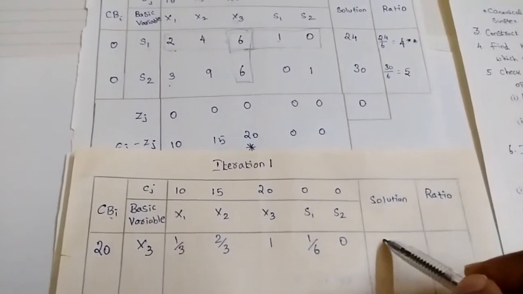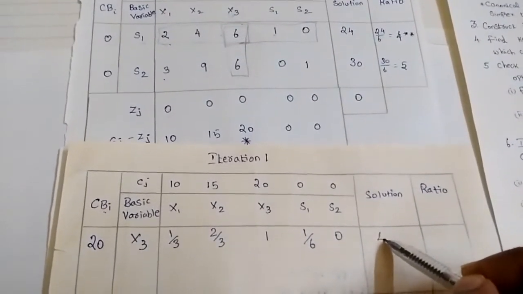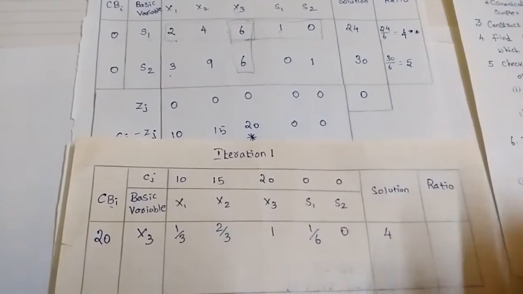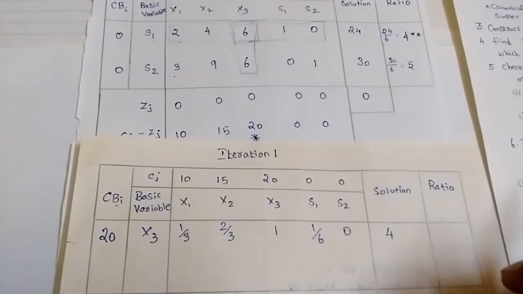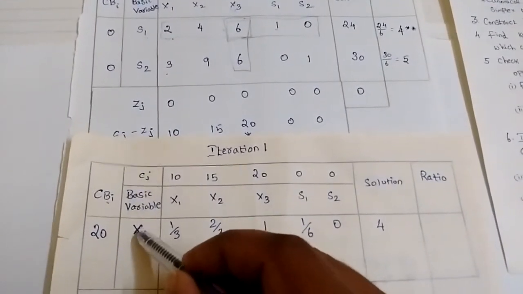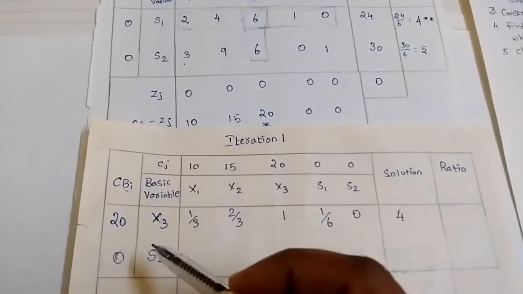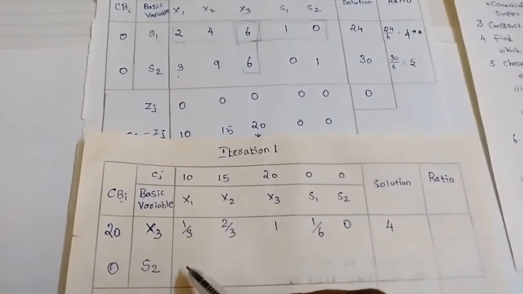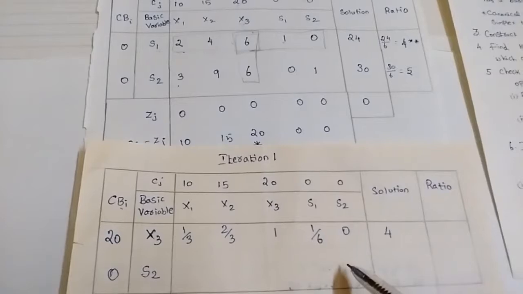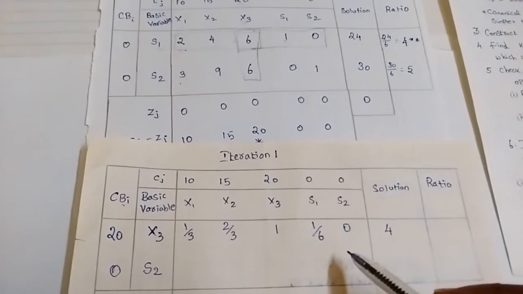24, including solution also we need to do. 24 by 6, 4. Not a ratio, that we need to calculate fresh. Okay, this is X3. The S2 remains in its place, its coefficient is 0. Okay, there is no change in it. For these values we need to calculate the new value using a formula.